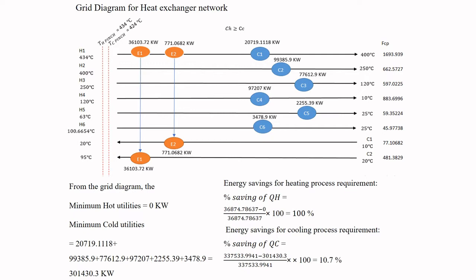Moreover, the diagram is justified with recalculation of QH minimum and QC minimum. Based on the calculation, it is proven that QH minimum equals 0 kilowatt and QC minimum equals 301,430.3 kilowatt. Finally, the utility saved is calculated. The energy saved for heating process requirement is 100%, while for cooling process 10.7% of energy is saved.